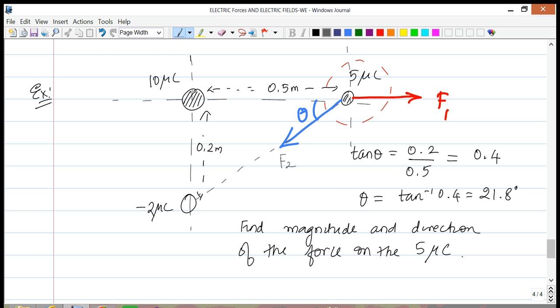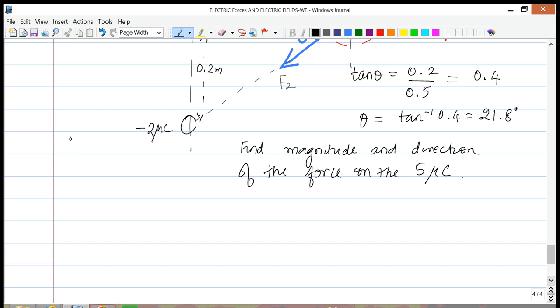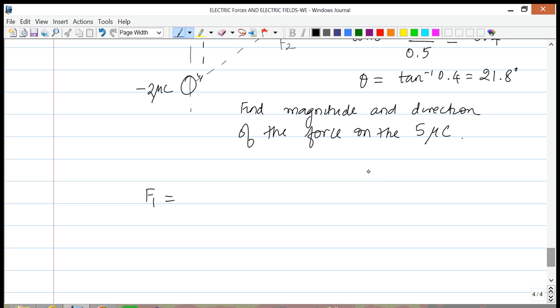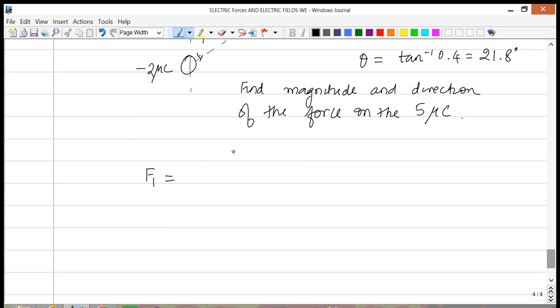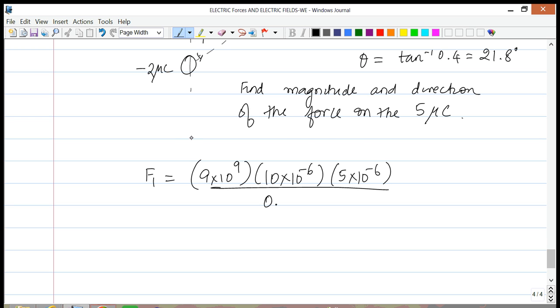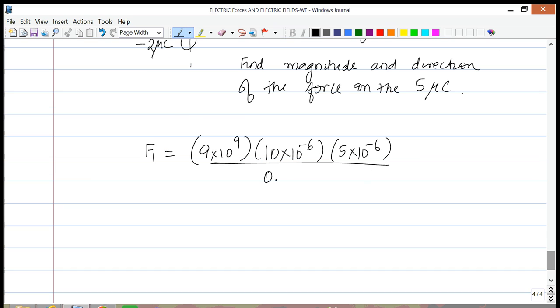Now that we've set up the base for the problem, let's figure out the individual forces. The force F1, the force between the 10 and the 5, is going to be equal to 9 times 10 to the 9 times 10 times 10 to the -6 times 5 times 10 to the -6 divided by 0.5 squared. Calculate this number, see what you get. It's going to be equal to 1.8 newtons pointing to the right. So we can find its components.